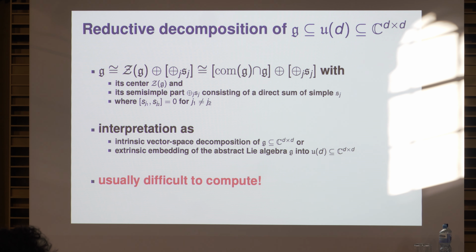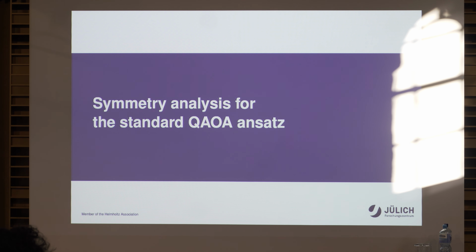The other thing I want to mention is the reductive decomposition, which is a little bit orthogonal to the previous discussion. It's really decomposing the Lie algebra into its center and a direct sum of its simple components. And the simple components obviously need to commute with each other for different components. You can either interpret this as an intrinsic vector space decomposition of the Lie algebra, or you can think of embedding some abstract Lie algebras into larger ones. This is usually the most difficult to actually compute in practice. So now we go into the rabbit hole of the analysis of the standard ansatz.